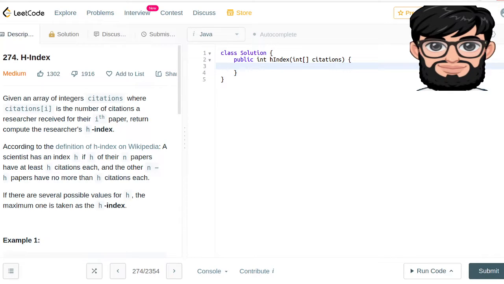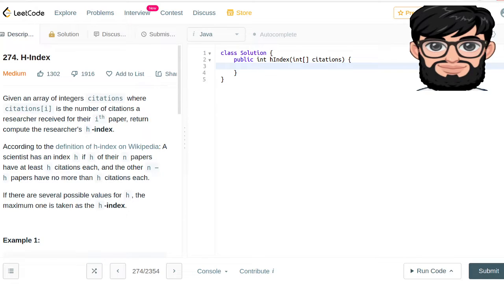Today we're going to be working on Leetcode question number 274. Given an array of integer citations where citations[i] is the number of citations a researcher received for their ith paper, compute the researcher's h-index according to the definition of h-index on Wikipedia.